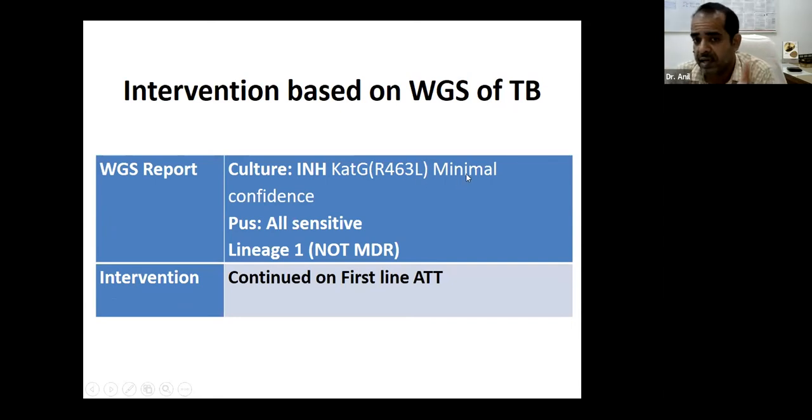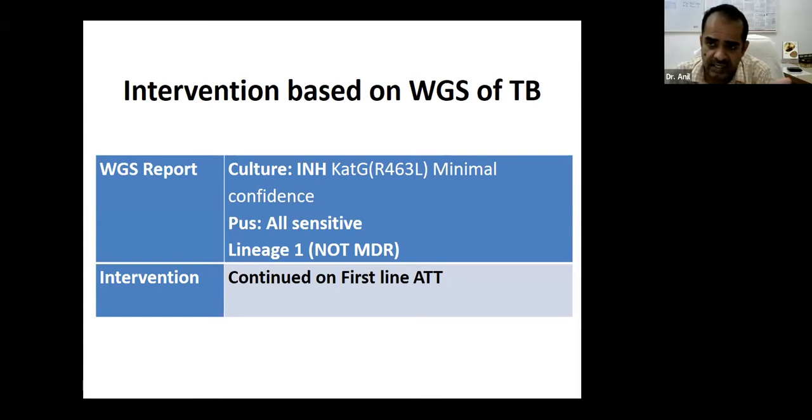So it may not produce a phenotypic resistance. Pus, all were sensitive. So there is a discrepancy between the whole genome sequencing of pus and the culture, because the culture will have a good amount of DNA, good coverage of the whole genome of the bacteria, but the pus may not have achieved that much coverage of the genome because of the low amount of DNA. So there is a discrepancy.